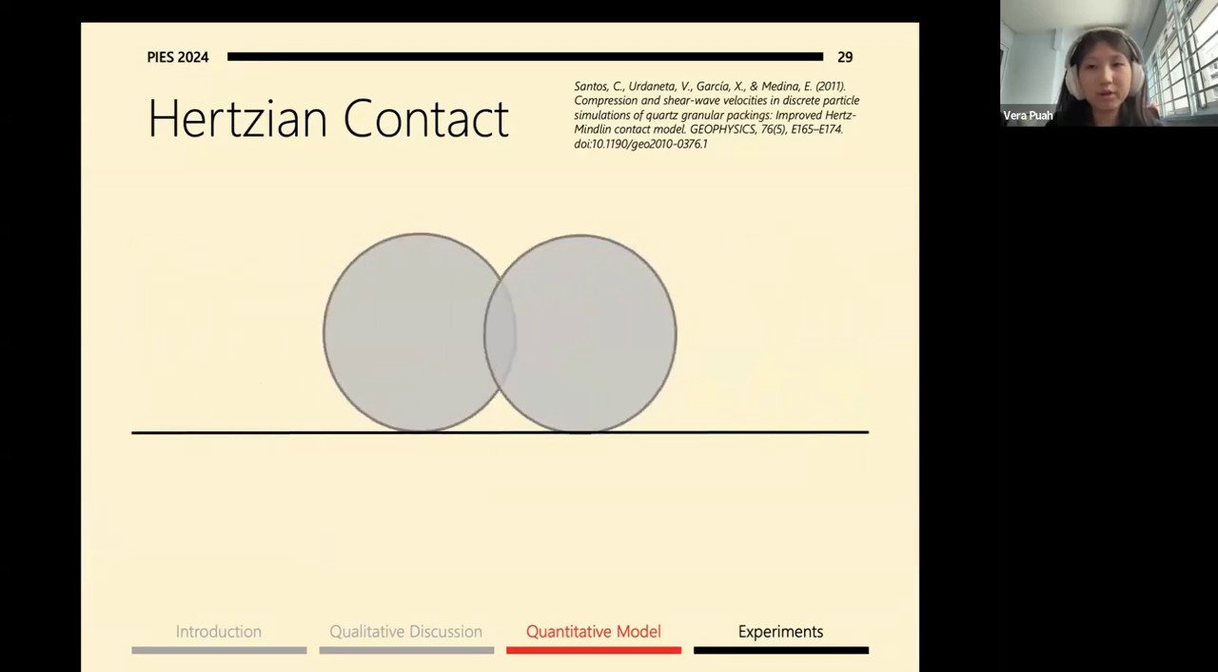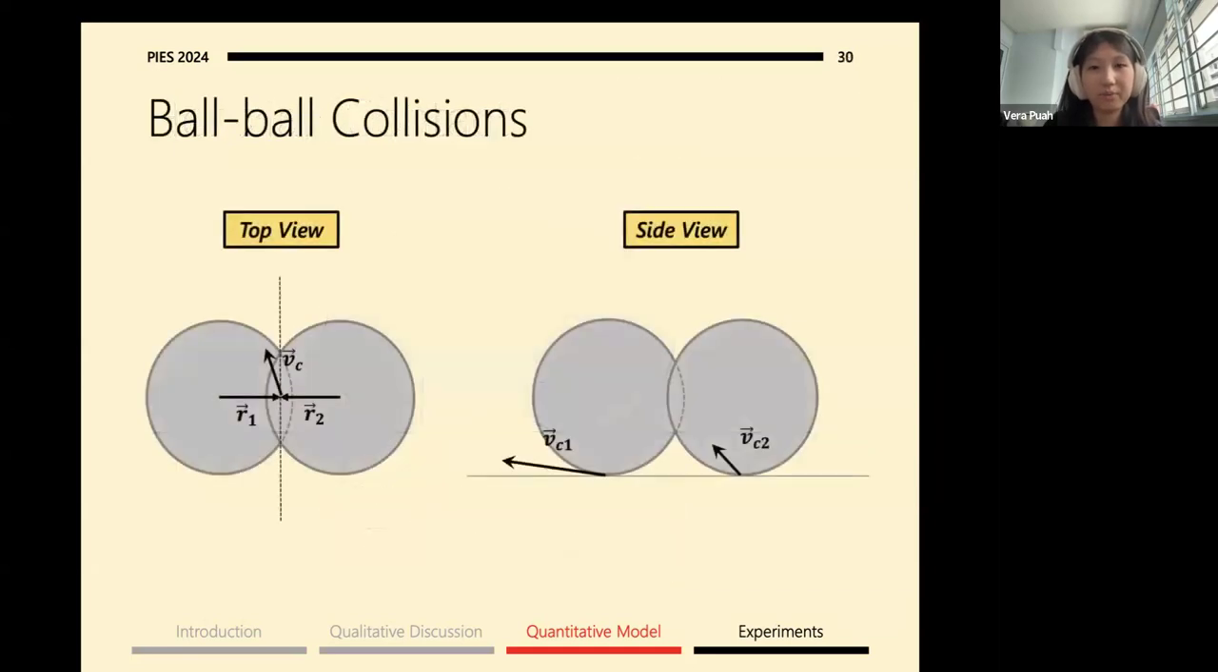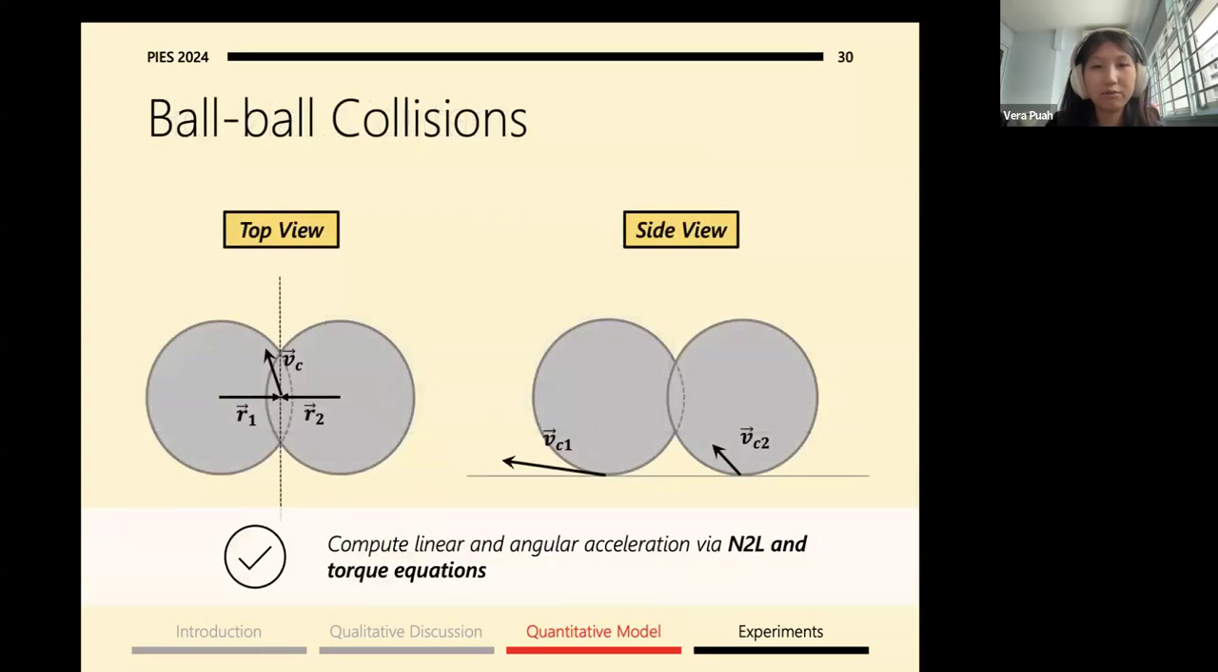Now with two balls, we have almost the same thing, but now the overlapping areas are between the two balls, and we have a lot more forces to take care of. You have the normal force and the frictional force between them. The normal force is a similar equation as shown previously. From the top view and the side view, you can see that we are able to compute the contact velocities at each of the contact points, and hence we can use this to compute the linear and angular acceleration once again.